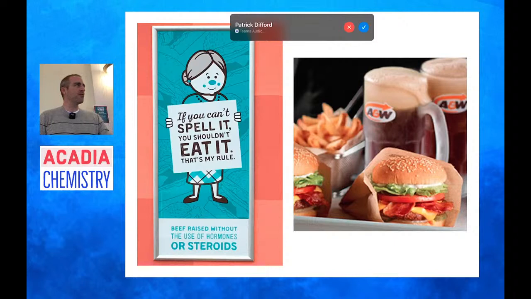So here's the photograph I was referring to. It was on the side of A&W, which is right next to McDonald's in New Minas. And this sign that you see here on the left was up on the side of the restaurant for like 2 years or something like that. If you can't spell it, you shouldn't eat it.